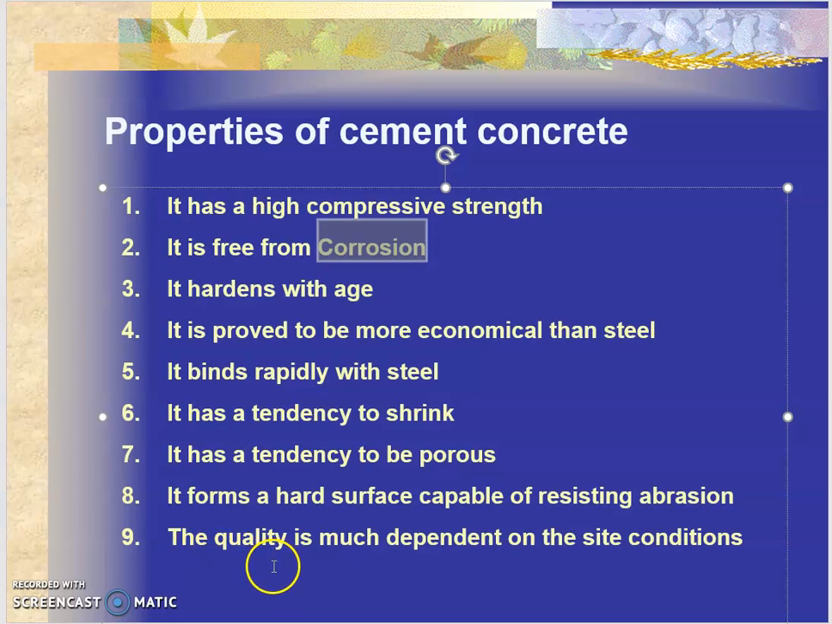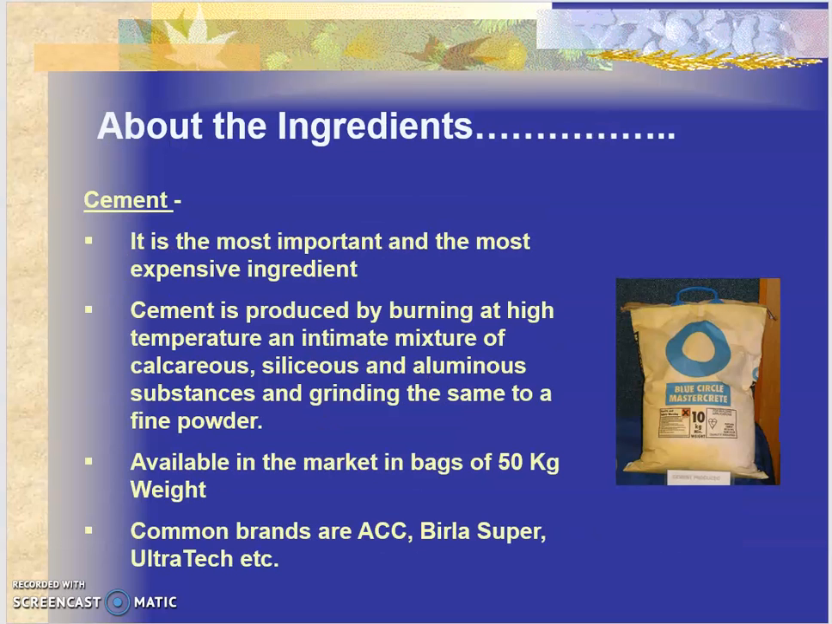Its quality is much dependent on the site condition. This is one issue because of which sometimes we prefer steel sections over RCC sections. Why? Because you need good supervision. If someone just unknowingly pours water in, the cement quantity alters, and the final properties of the concrete can alter. So it requires good supervision. Now let's go to the ingredients in detail.